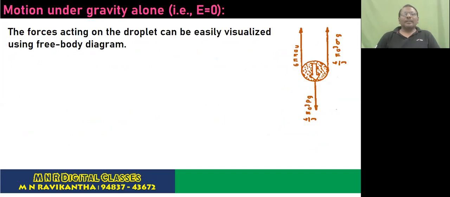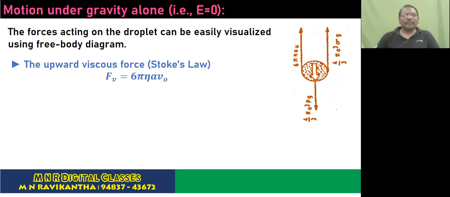Now, this oil drop is under the action of different forces. All the forces acting on this droplet, which is moving downwards, can be easily visualized with the help of a free body diagram. The free body diagram tells us there are three forces. Two of them are acting vertically upwards, while the third one is acting downwards. Now let us understand them one by one.